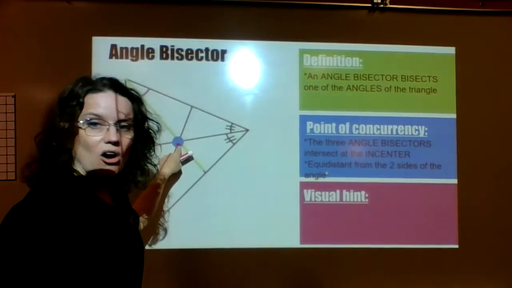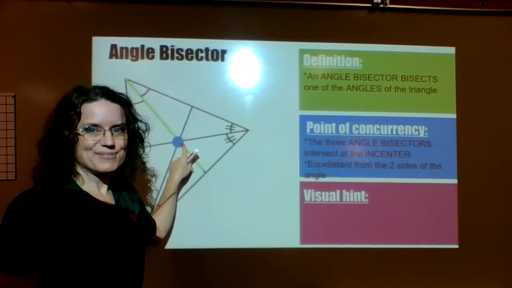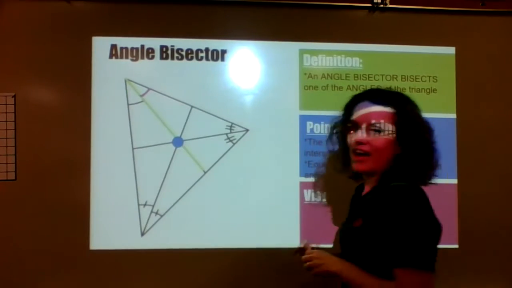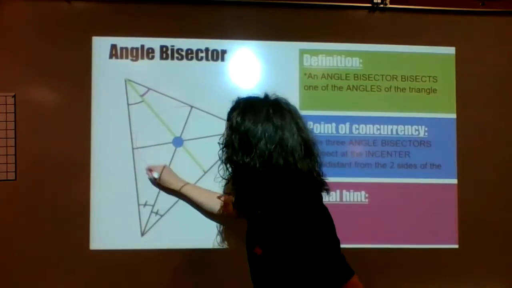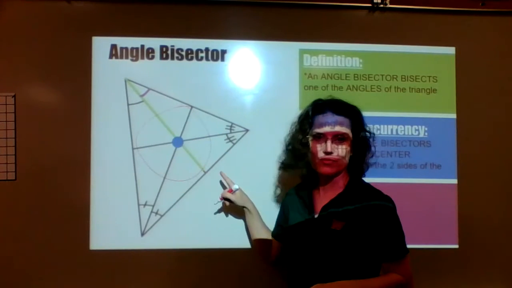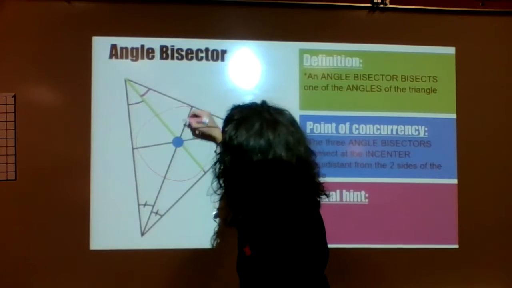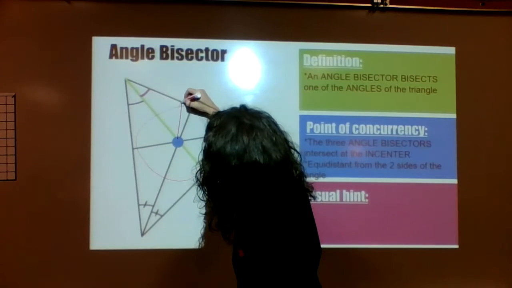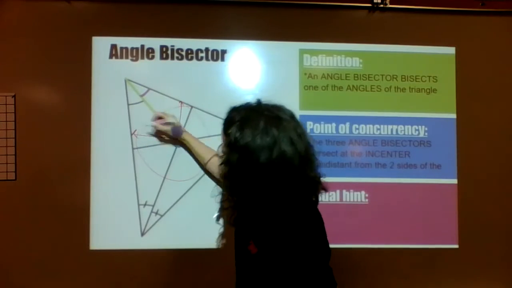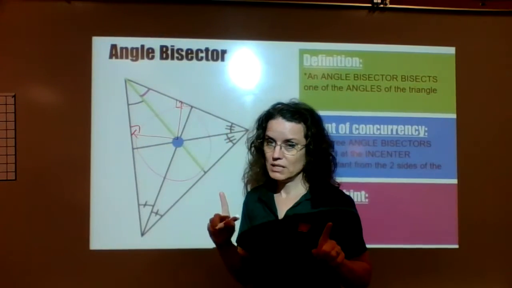These intersect also at a point of concurrency called the incenter. And guess what? That's the center of a circle inside the triangle that just touches the three sides. Well, that tells us that this incenter is equidistant from these sides at the right angle.